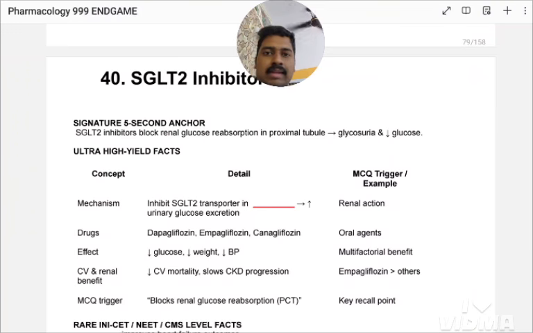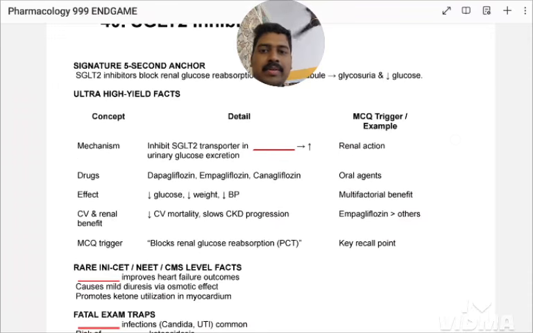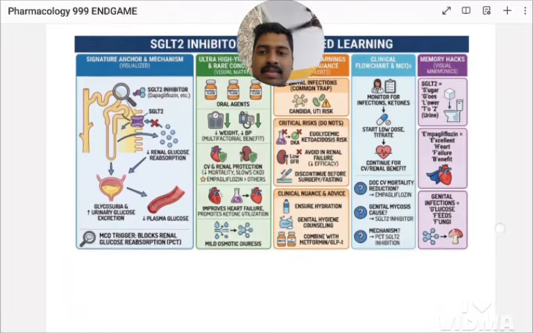Next, we'll go to the second class of drugs, that is SGLT2 inhibitor. So SGLT is sodium glucose co-transporter 2. Okay, so this is present in the proximal convoluted tubule. So what is its action? Its action is to increase glucose excretion. So we'll see in depth.